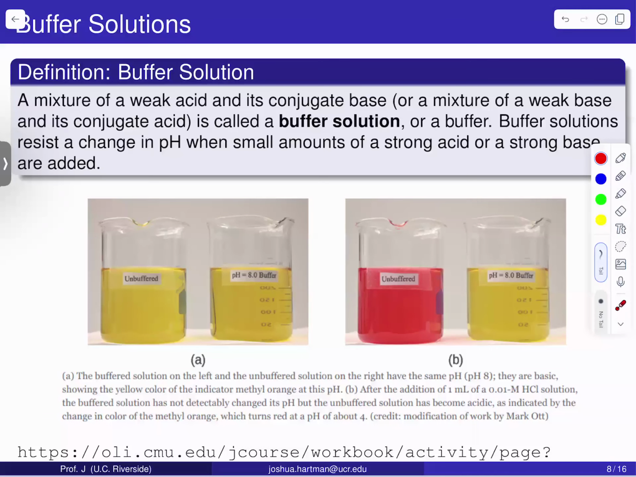Now, if we add 1 milliliter, not too much given how much volume is here, but just 1 milliliter of a 0.01 molar HCl solution to both, we see that the unbuffered solution undergoes a dramatic shift in pH, causing a color change, whereas the buffered solution is able to absorb essentially that added HCl, and the pH does not change significantly.